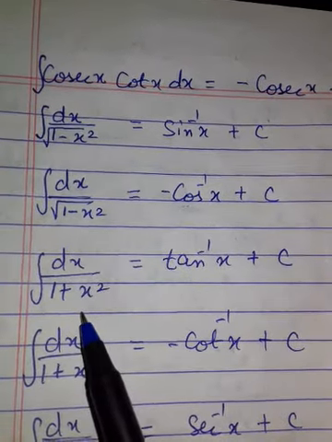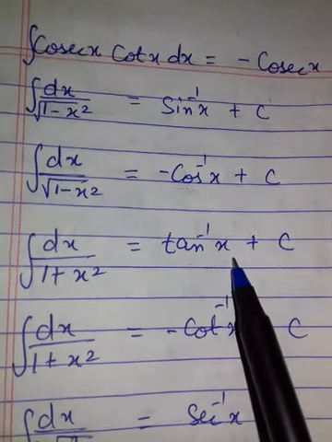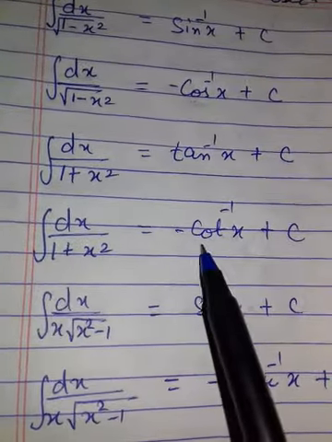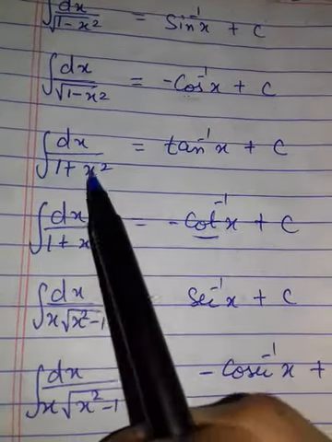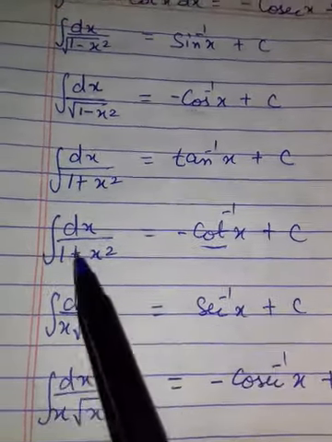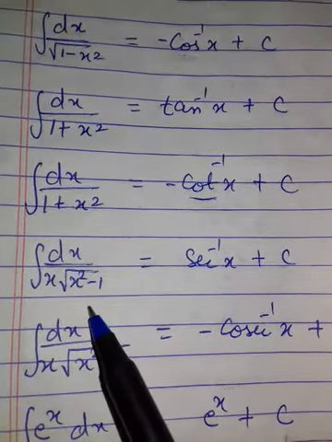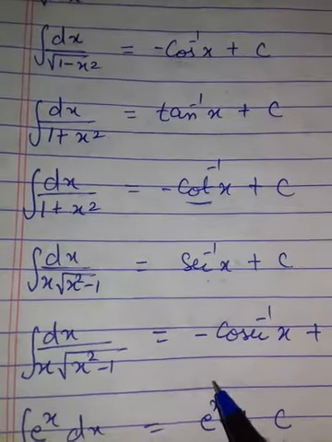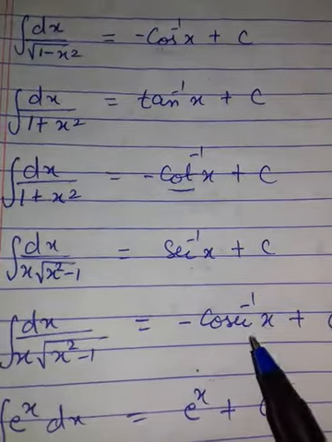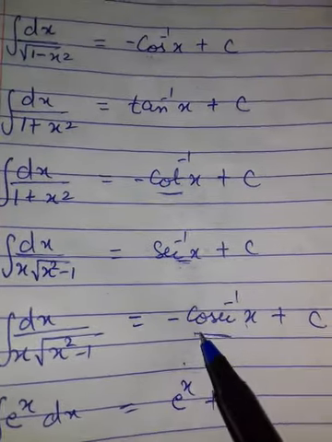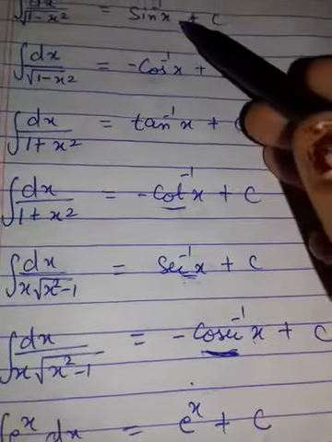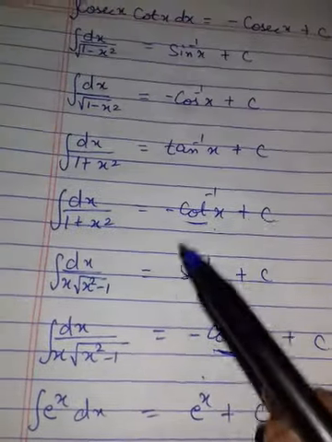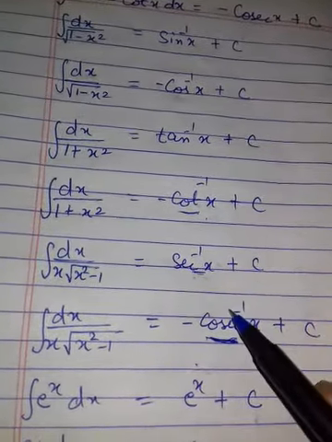Dx upon 1 plus x square is equal to tan inverse x plus c, always take c in integration. When the sign is negative, you have to take minus cot inverse x. The result will be different, same as here. Now for this one, dx upon x root x square minus 1, this is secant inverse x, and for that we can use minus cosecant inverse. Secant inverse can be written as minus cosecant inverse. Same for sin and cos, tan and cot also. Clear? Remember 3 results, you can use them for the others by taking the negative sign.